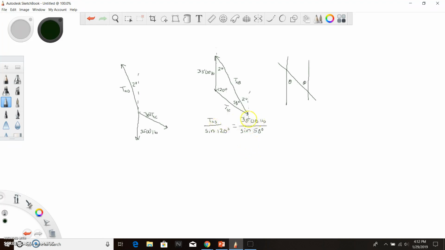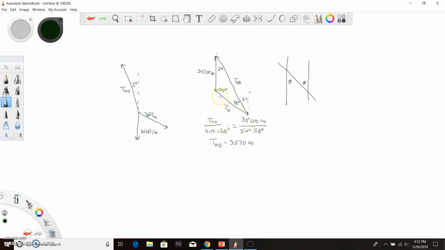Okay, so all I'm going to do is solve for that. Really, all I have to do is take this 3,500, divide it by the sine of 58 degrees, and then multiply by the sine of 120. And I'm going to get, for TAB, okay, I'm going to get a value of 3,570 pounds.